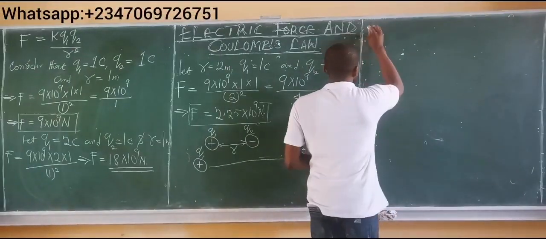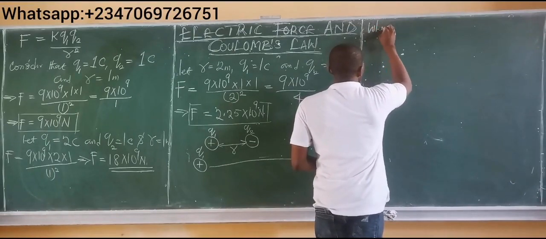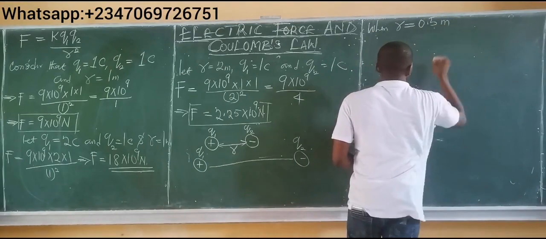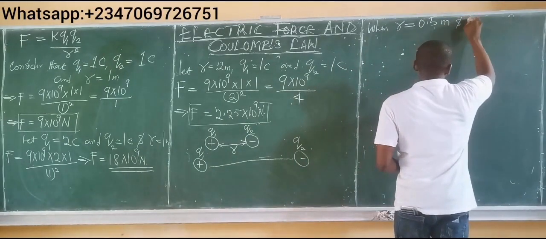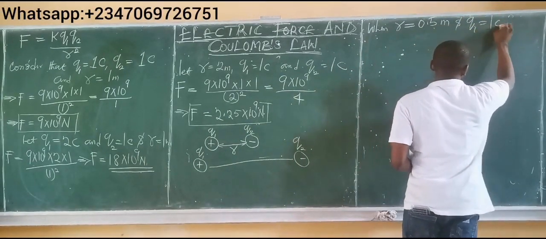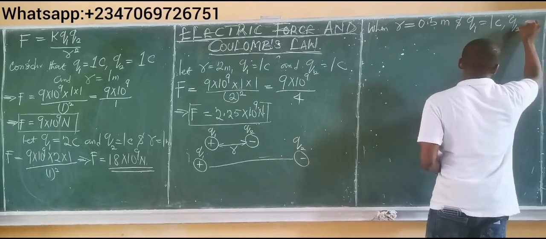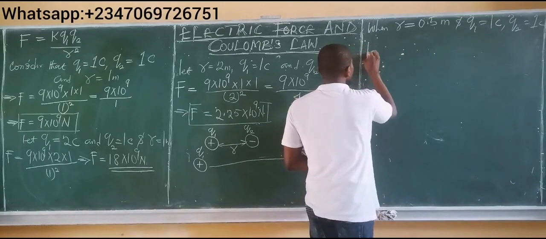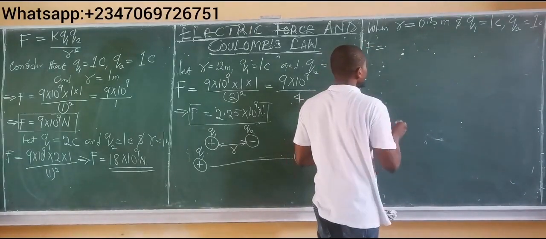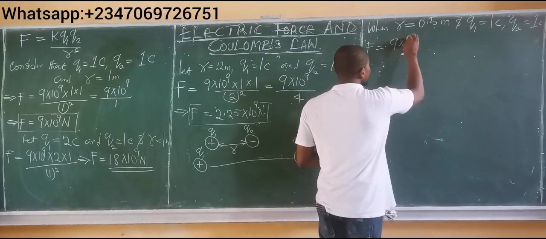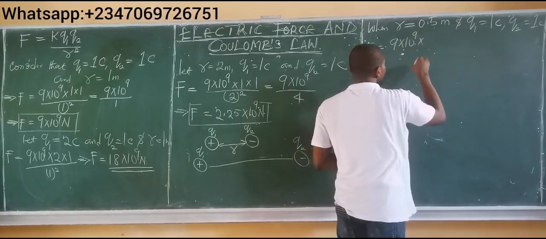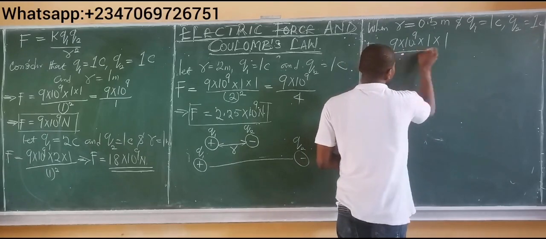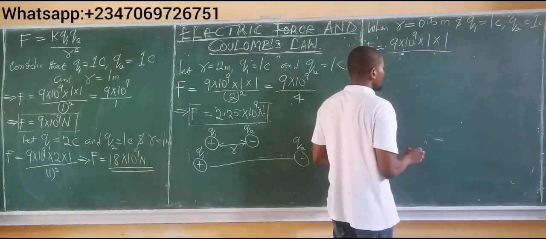So you observe that when R is reduced to 0.5 meter, and Q1 still remains 1 coulomb, Q2 still remains 1 coulomb, let's see what happens to the force of attraction. Force is equal to K, and K is 9 by 10 to the power of 9, multiplied by Q1, which is 1 coulomb, multiplied by Q2, also 1 coulomb, divided by the distance separating them all squared.